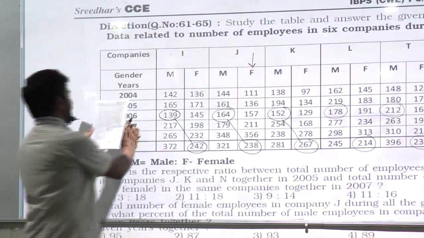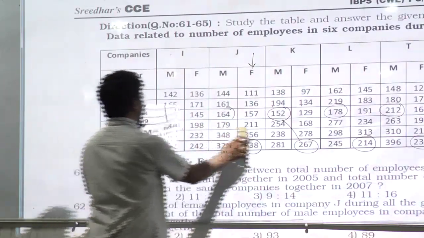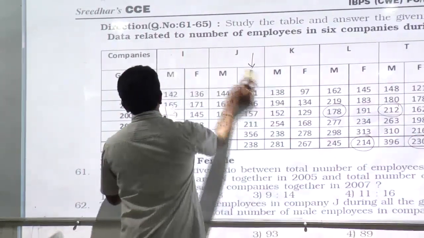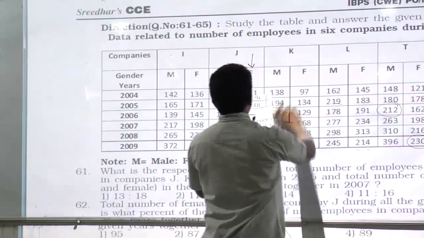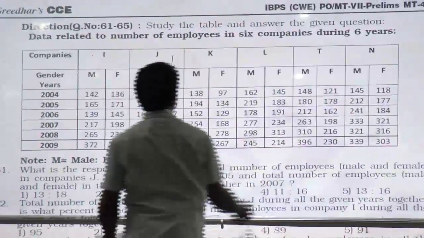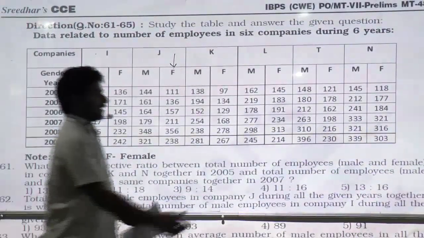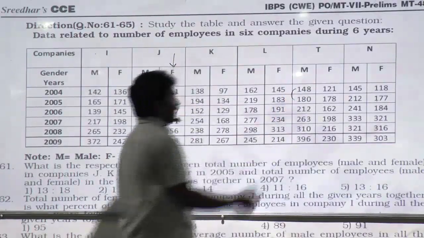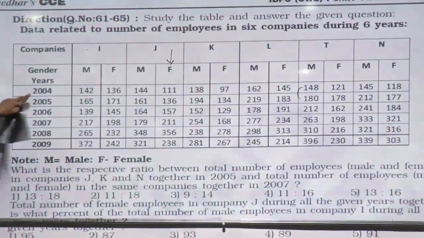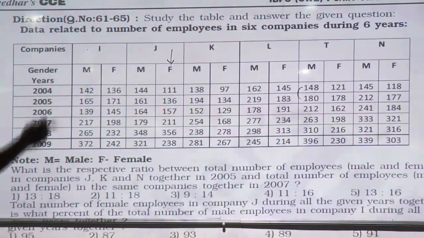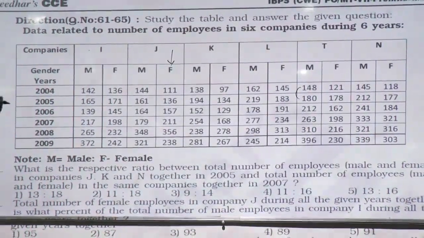In which of the given years is the percentage increase in the number of male employees of company T from the previous year the highest? Company T. Male employees percentage increase. Male employees increase from year to year. So 2004 can never be your answer. Yes or no? From 2004 to 2005, how much is the percentage? How many members got increased?